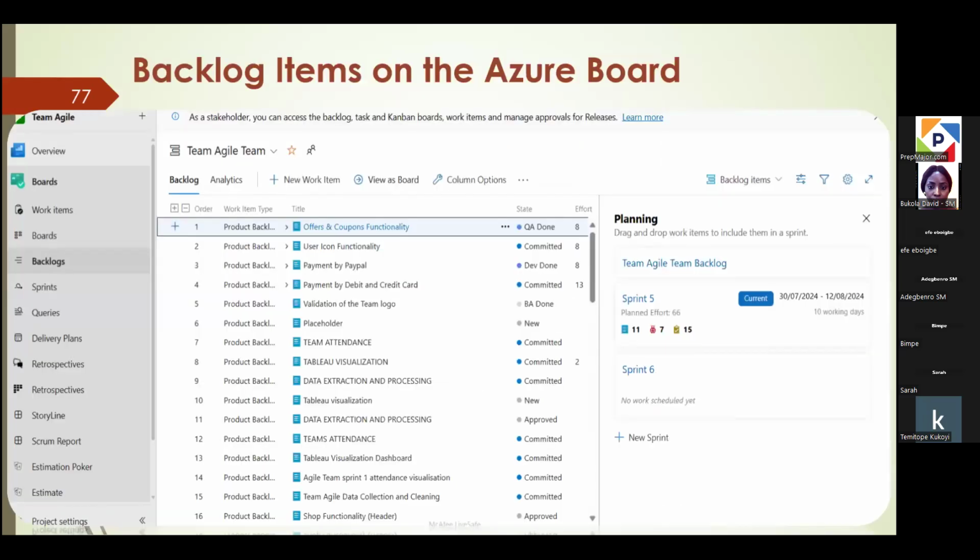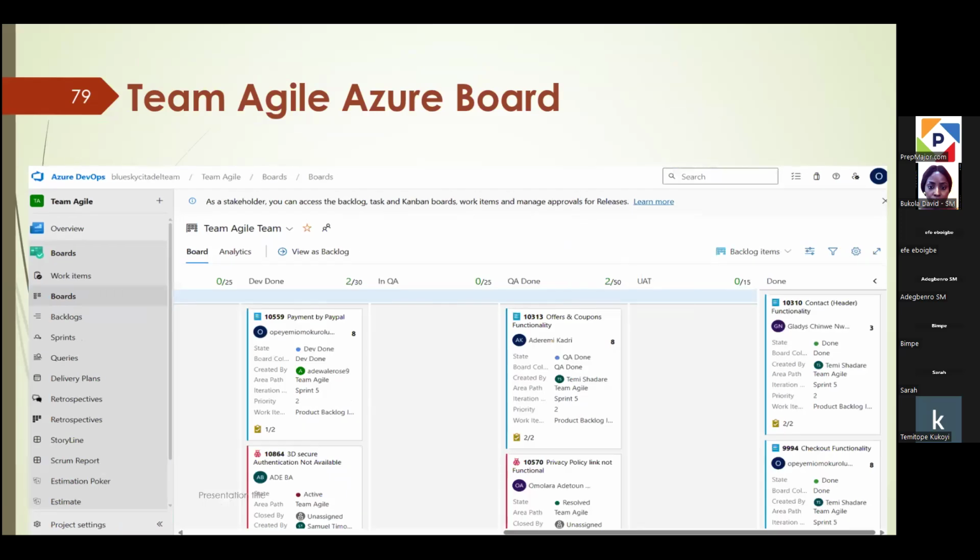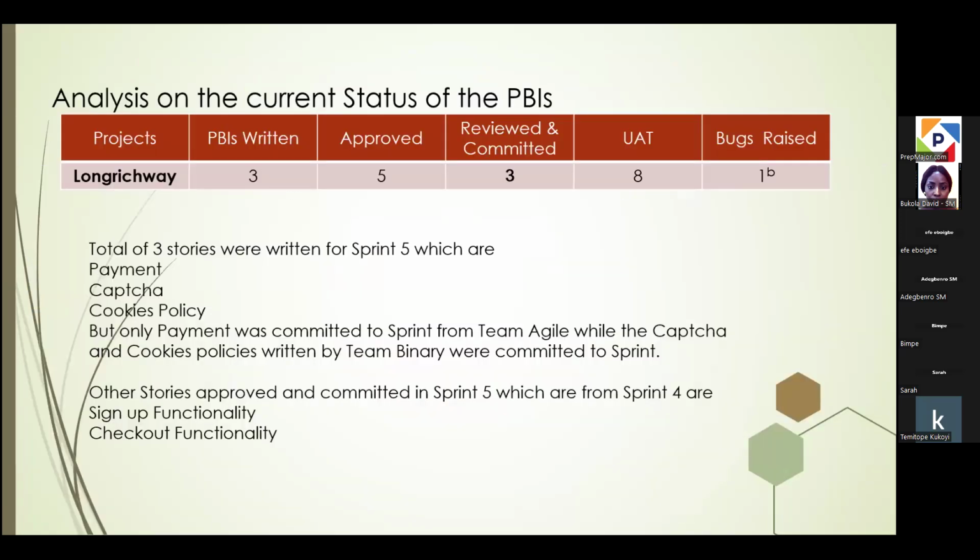These are how the backlog items on the Azure board look. Azure board is our board, and this is how it looks at the moment. At the end of sprint 5, we were able to come up with this breakdown of the status of our PBIs. We have 3 PBIs that were written, 5 approved, and 3 committed. 8 were tested, and 1 bug was raised, although it was resolved.